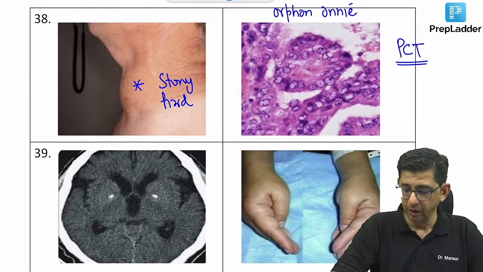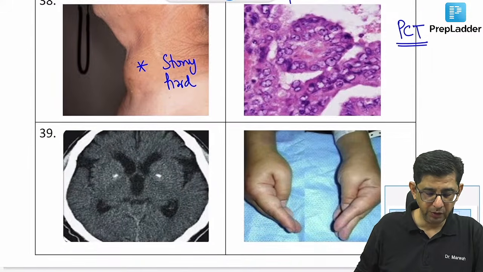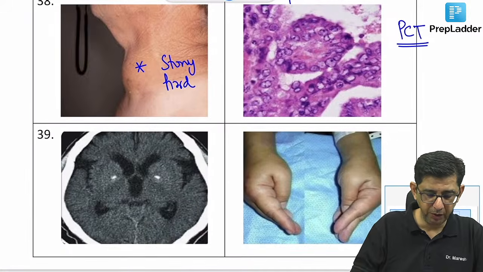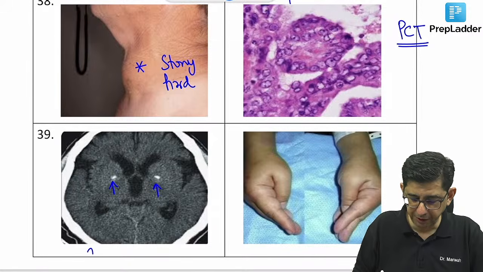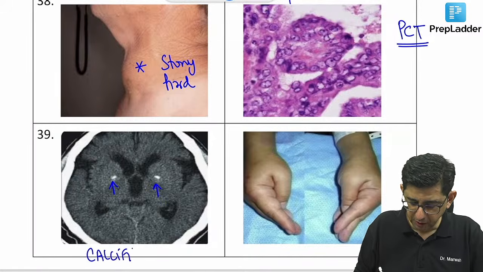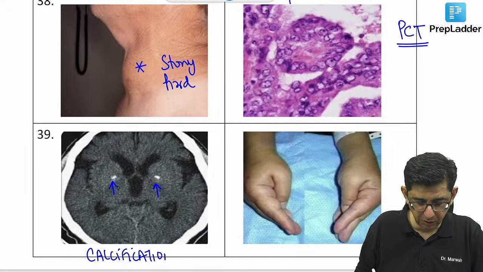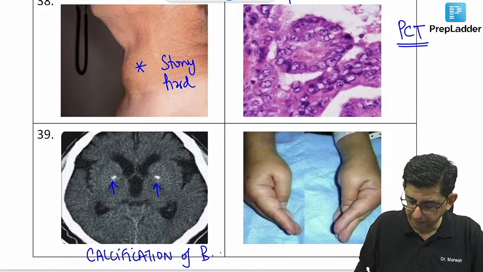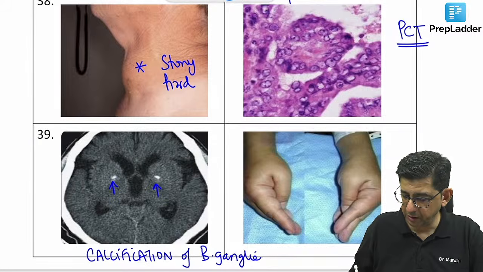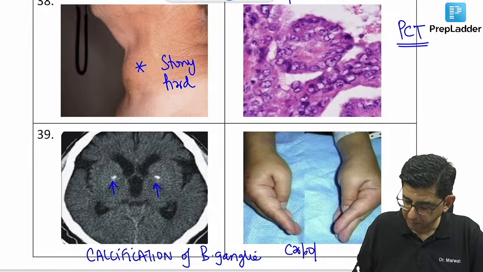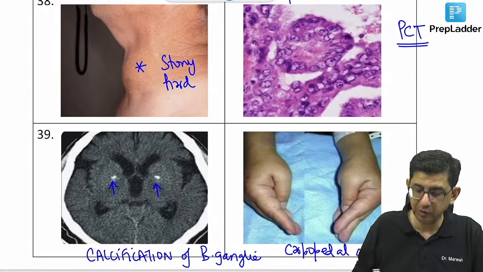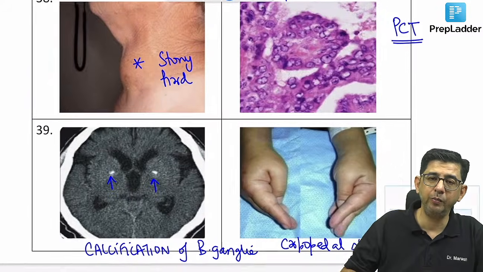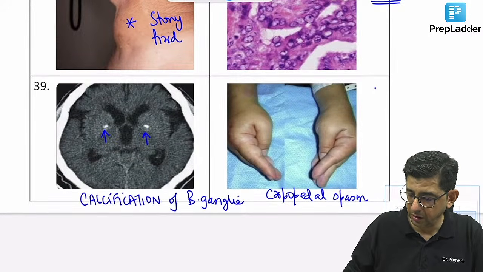Okay, moving to the next one. You guys can help me out for the next one. You can notice calcification of the basal ganglia. Like this, CT head can show 2 points. So there is a calcification of the basal ganglia. And you can also notice that the patient is having a carpopedal spasm. Carpopedal spasm or Trousseau sign is present in this patient. So there is a hypocalcemia in this particular case.